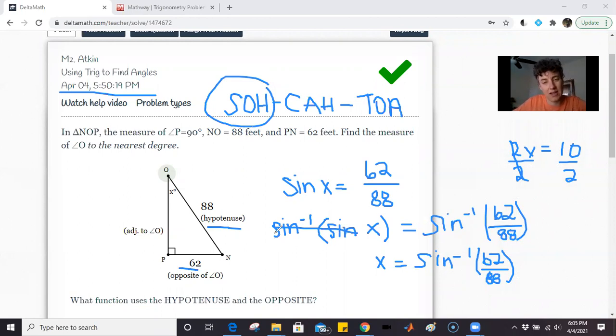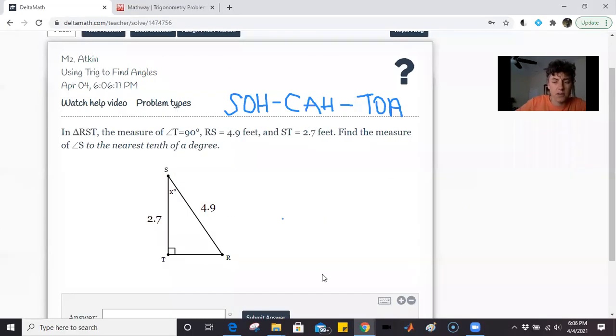We did that to both sides. That canceled the sine out on the left to get x all by itself. So x equaled inverse sine of 62 over 88. We plugged that into our calculator and got our answer. Excellent. Let's do another question. Now we've got this triangle RST.